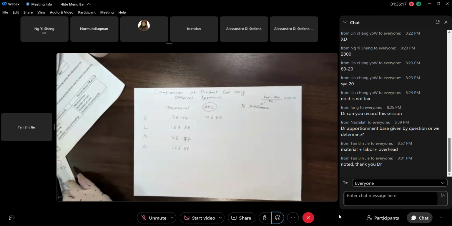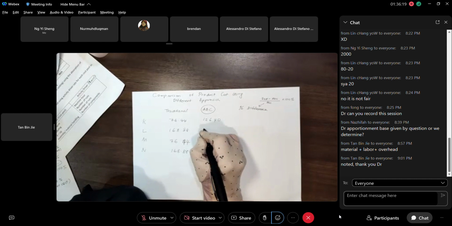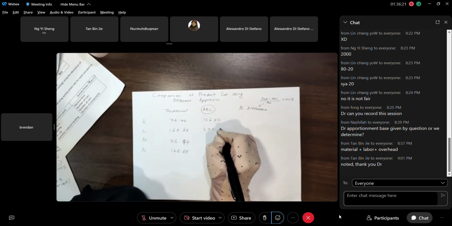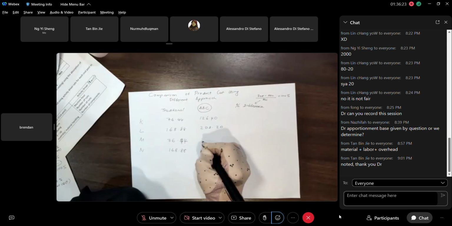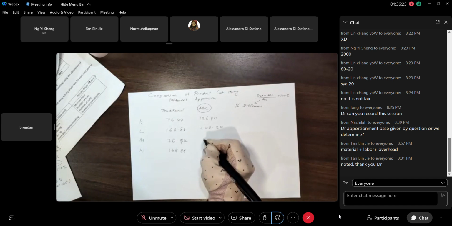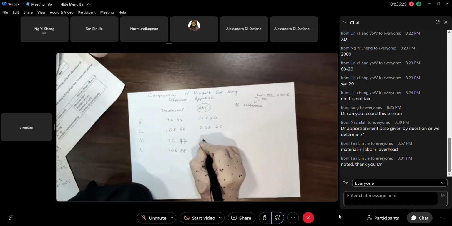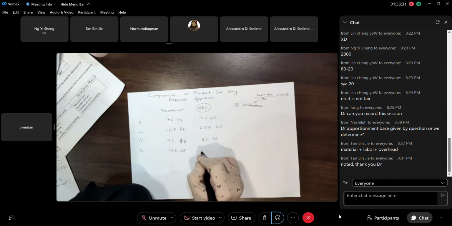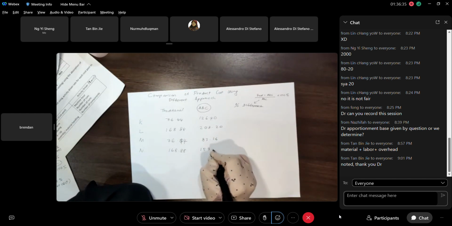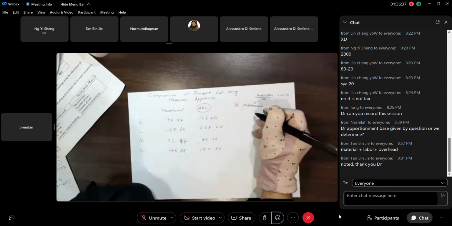Dua kosong 8.2. 0.20. Okay, what is the M? 83.16. 83.16. And last one? 153.8. 153.8. Okay, now the difference.